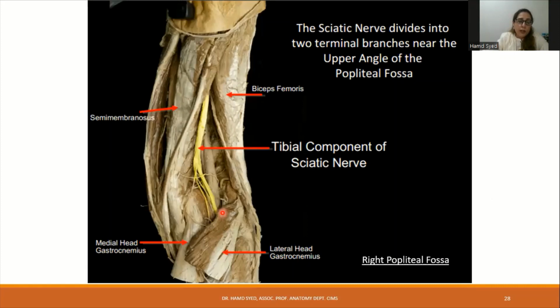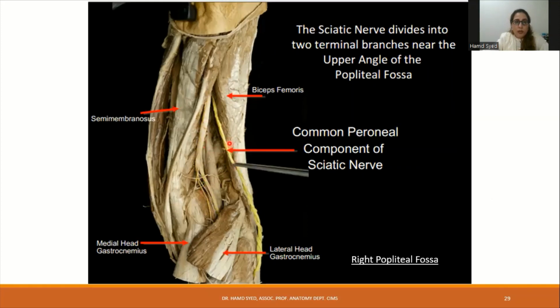So let's look at the contents now in the dissected cadaveric specimen. You can see over here that this is highlighted for you. This is the tibial nerve, which is one of the terminal branches of the sciatic nerve present within the popliteal fossa. And in the next one, you can see the common peroneal nerve lying in close relation to the biceps femoris tendon. This is also a terminal branch of the sciatic nerve.